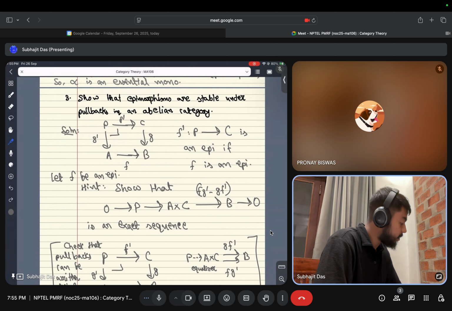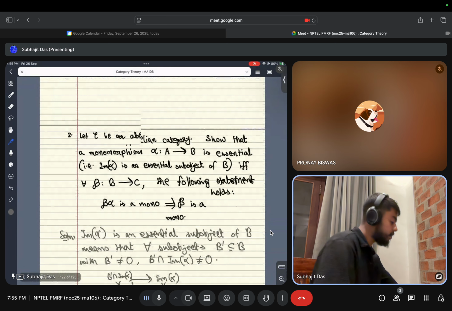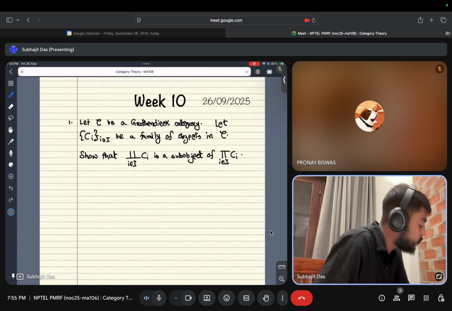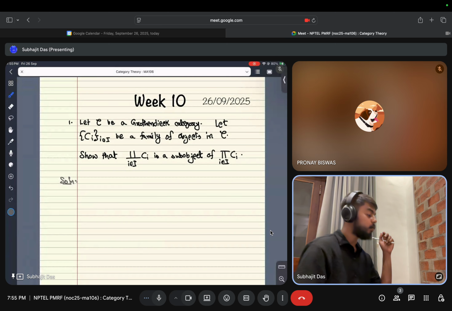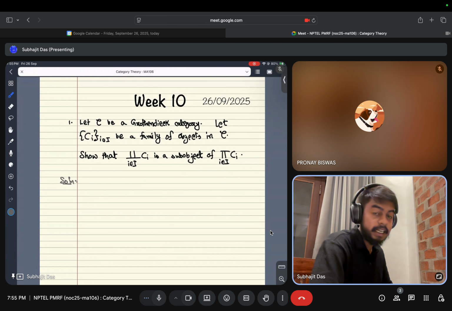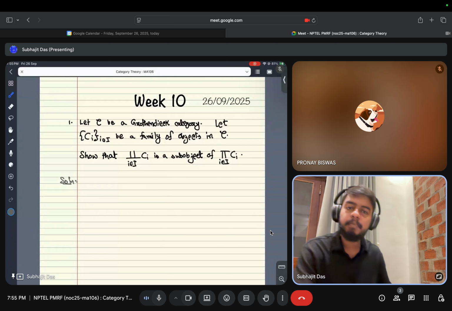Okay, let's quickly get to problem 1, which is perhaps very important, and I really like this problem because this was the first problem that my advisor gave me when I went to him to join him. What does it say actually? It's really powerful. It says that suppose C is a Grothendieck category. We know what a Grothendieck category is right now. Let Ci be a family of objects in C. What we want to show is that this coproduct of Ci is a sub-object of the product.